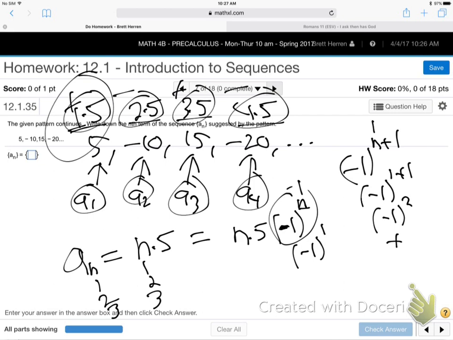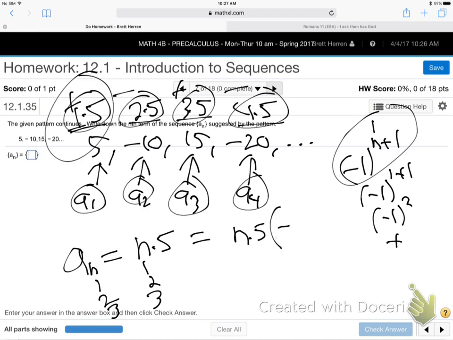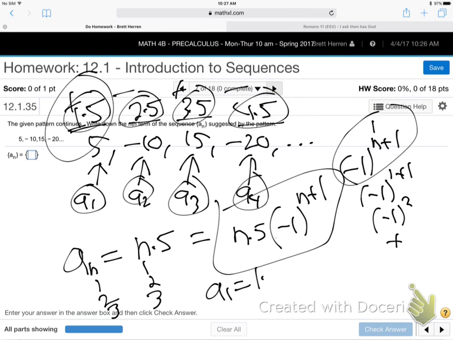Positive. This is the one. Everybody see that? If you make that n plus 1, -1 to the n plus 1, it'll work. There's our formula. Let's test it out. A sub 1 will be 1 times 5, and then -1 to the 1 plus 1. So that'll be 5 times -1 squared. It'll be positive 5, won't it?